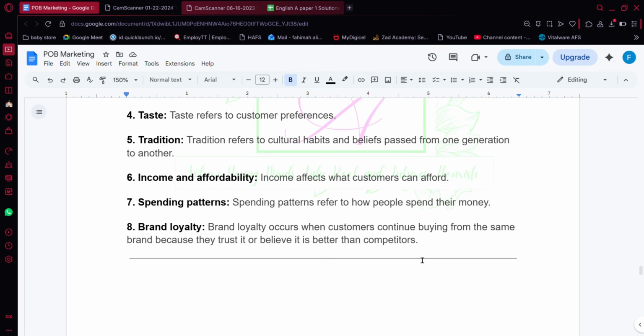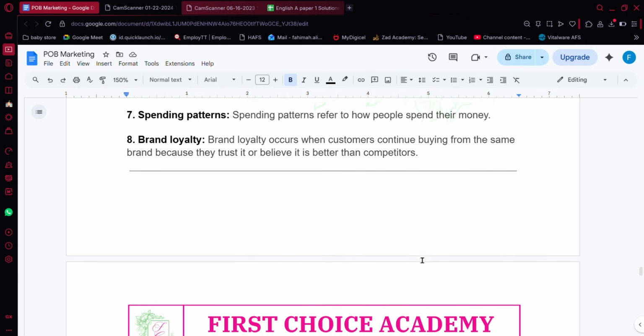Brand loyalty occurs when customers continue buying from the same brand because they trust it or believe it is better than competitors.